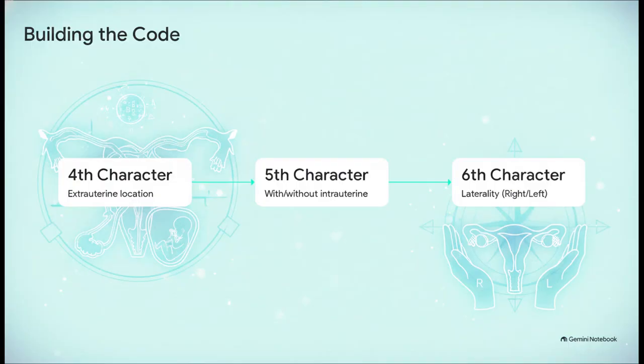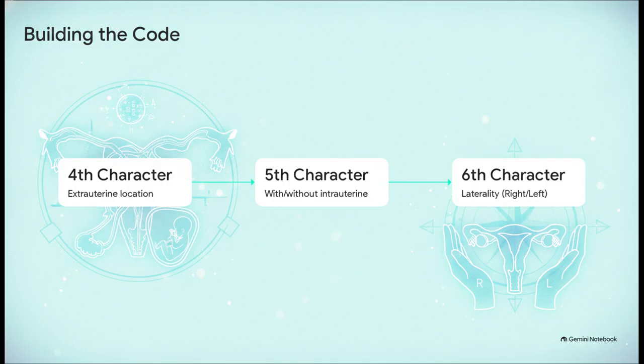So the crucial thing to remember is that assigning an ectopic code from category O00 is kind of like building a mathematical formula. Step 1, your fourth character defines the specific extrauterine location. Is it tubal, ovarian, abdominal? Step 2, your fifth character tells us whether it is with or without a coexisting intrauterine pregnancy.